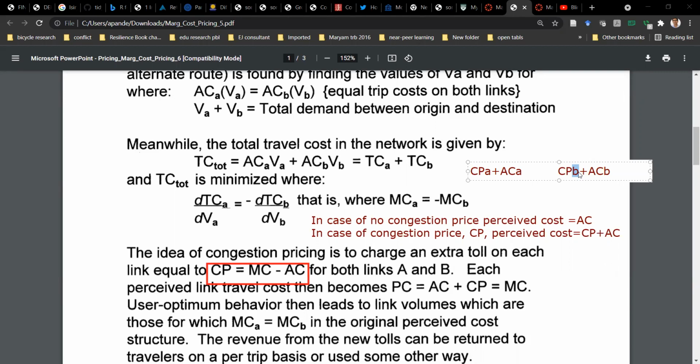What would the equilibrium look like if these were the perceived costs? What has to happen to these two perceived costs on route A and route B, which are the congestion price of A plus the average cost of A, and the congestion price of B plus the average cost of route B? And the non-capital letters are subscripts. Okay, so think of these as subscripts.